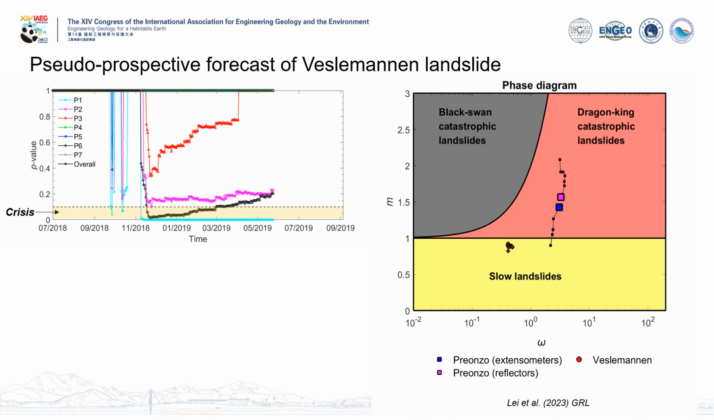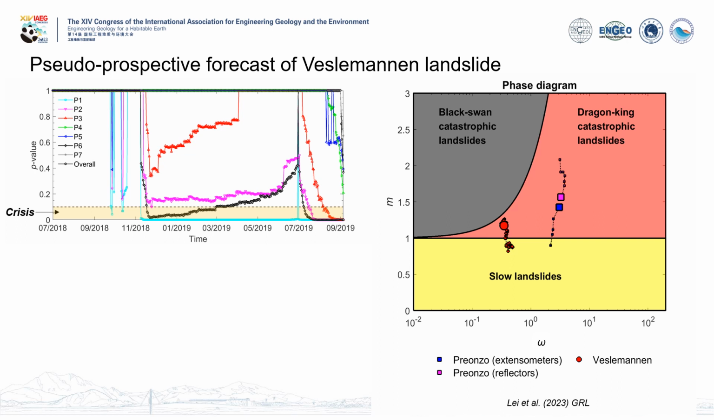It is only after the summer 2019 that we see systematic p-value drops happening in the system, where more and more radar points show the p-value decline. And the overall p-value also starts to stay below 0.1. Especially, it is only in the last week before the failure that all the radar points showed the p-value responses, which indicates that the slope has globally transitioned into a crisis.